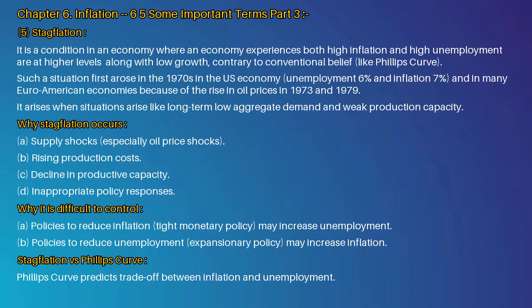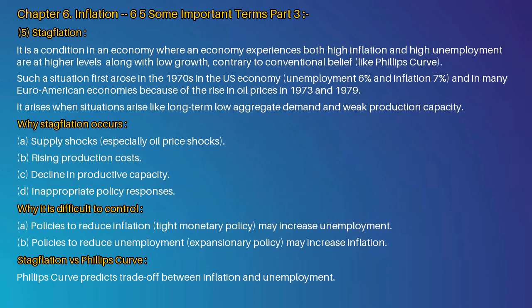Why does stagflation occur? A. Supply shocks, especially oil price shocks. B. Rising production costs. C. Decline in productive capacity. D. Inappropriate policy responses. Why is it difficult to control? A. Policies to reduce inflation, such as tight monetary policy, may increase unemployment. B. Policies to reduce unemployment, such as expansionary policy, may increase inflation.